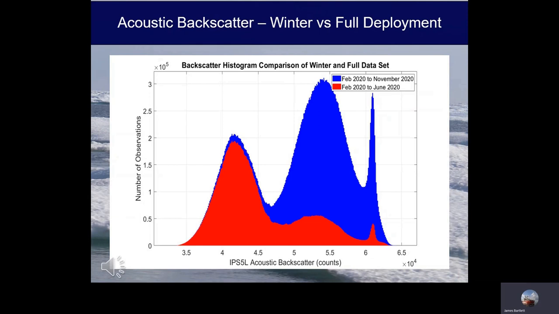Okay, so here we have a histogram of the acoustic backscatter for two different time periods. At the time of writing, the data has not been fully analyzed, but as a way of looking at target type, we broke the deployment into two parts: winter shown in red and the full deployment shown in blue, the full deployment being from February to November 2020. In both cases, the number of observations tends to zero as acoustic backscatter approaches the limit of the A to D, around 65,000 counts.